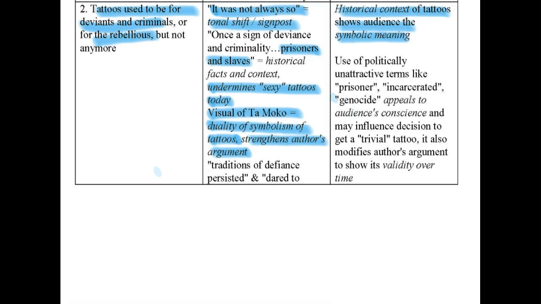And then, the terms like prisoner, incarcerated, genocide, those are sort of politically unattractive terms, which is an appeal to the readership's conscience, in terms of the influence to get a tattoo, and it modifies the author's argument, showing that there's some validity over time. Okay, let's just skip to the bottom of that argument on a different page.